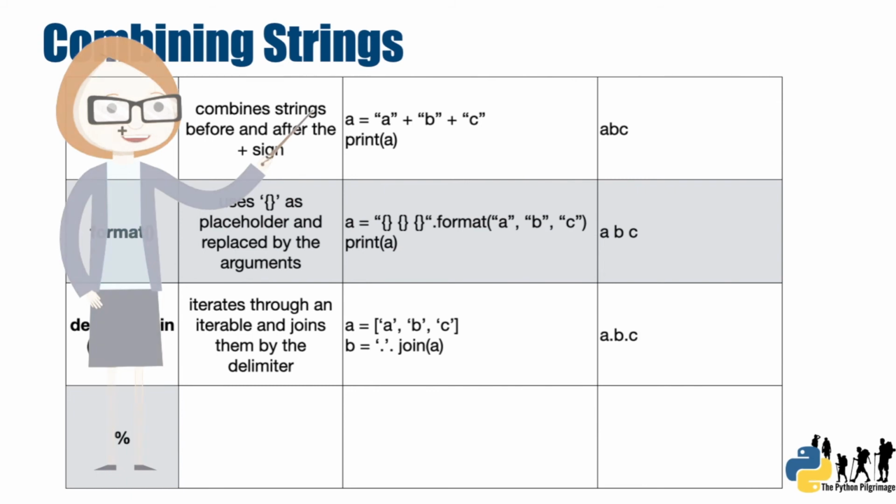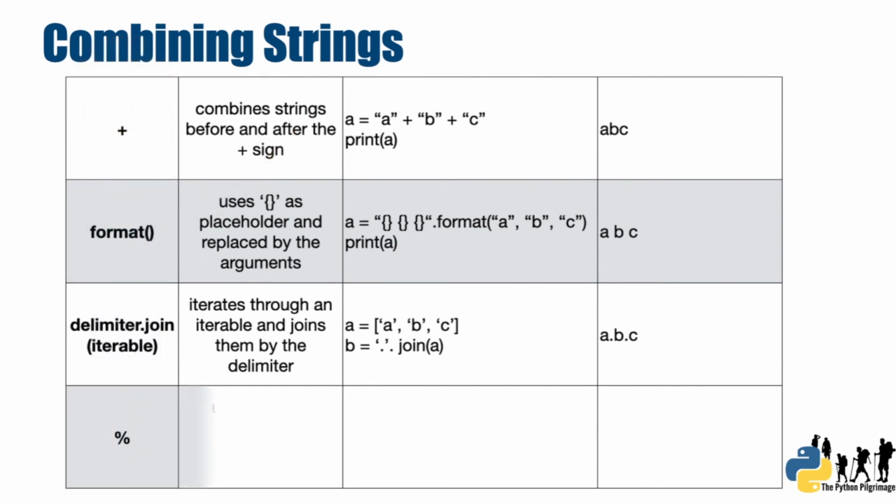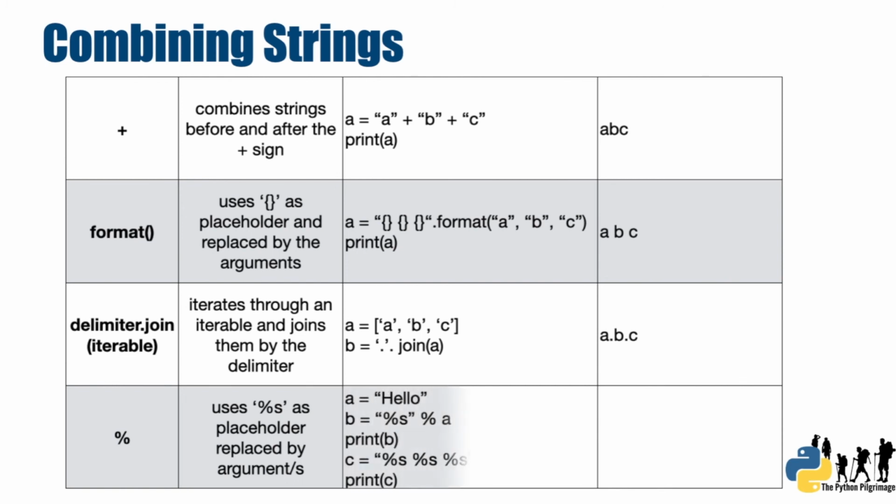Next up is your percent operator. It uses %s as a placeholder, similar to format, but format uses a pair of curly braces, and it'll be replaced by the arguments after. So for example, a is hello, and b is a string to be replaced by the value of a. Then if we print out b, we'll see the result.